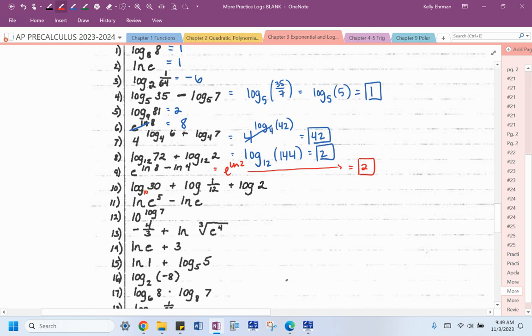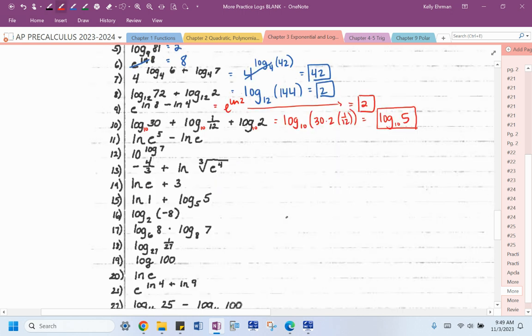All of these base 10s do not become nice powers to get 30 or 1/12 or 2. So I've got to condense them first. This is the log base 10 of 30 times 1/12 times 2. 30 times 2 is 60 times 1/12. 60 times 1/12 is 5. The log base 10 of 5, it kind of seems like we want to simplify that because 10 and 5 are related, but it's not a nice exponent. It would be some sort of decimal if you type log 5 in your calculator. So we'll just leave it like that.